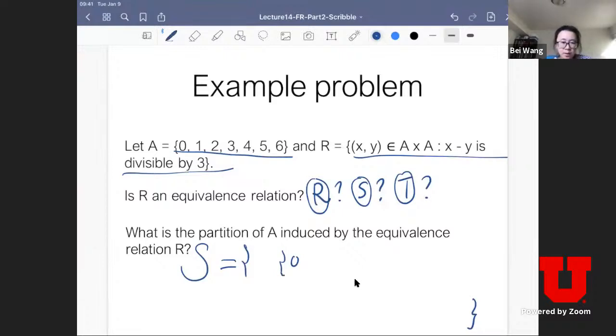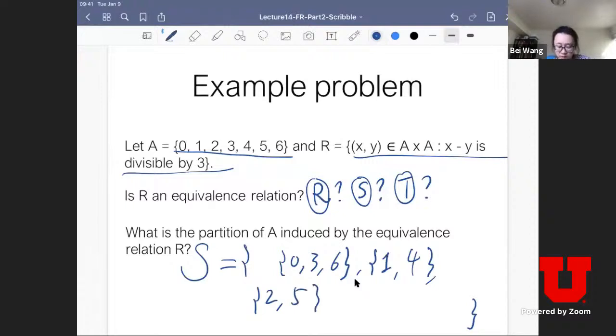The difference between 0 and 3 is divisible by 3. So 3 is in the same set. Similarly, the difference between 0 and 6 is divisible by 3. Okay? And that's it. Now let's start with element 1. Which element has a difference with 1 that is divisible by 3? It's 4. Okay? And now let's start with 2. 2 and 5, because their difference is divisible by 3. So this is actually the partition.